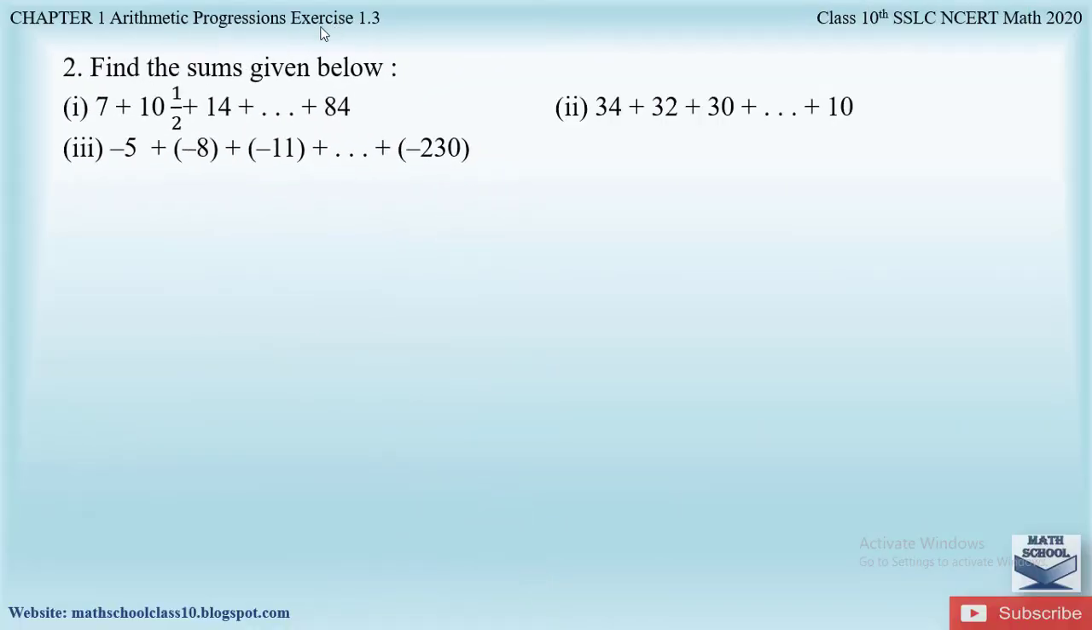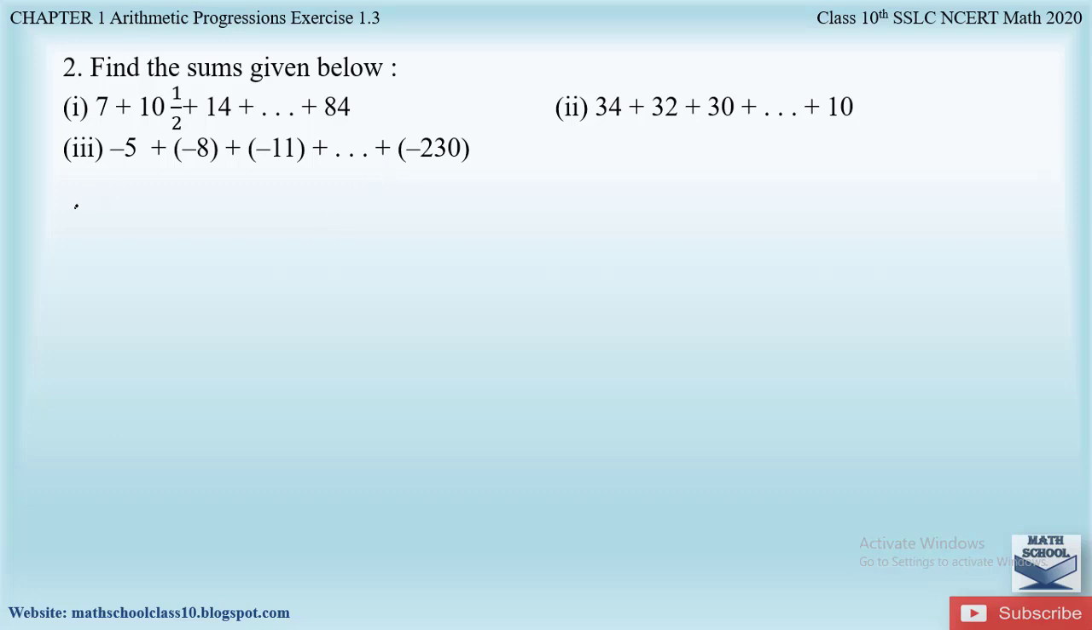Question number 2 from exercise 1.3 is given as: find the sums given below. There are three parts of the question where they have given us the AP series and they have mentioned the last term. The difference between this problem and the first problem which we solved in our previous video is that they had mentioned up to which term we had to find the sum, but in this question they have given us the last term and have not mentioned to how many terms we should find the sum. Therefore, by using this last term we will find the n value, that is the number of terms, and then we will find the sum for those terms.